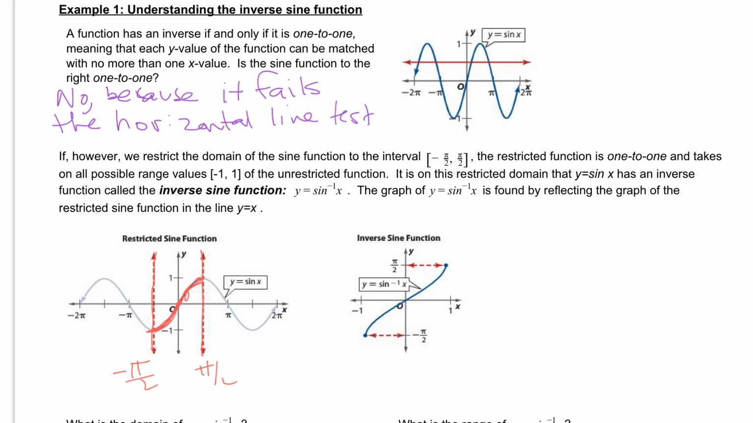But this function, just using the horizontal line test, which means we're going this direction, is 1 to 1, which means that horizontal line only touches this part of our graph at one point, just this red part that I highlighted here. The inverse sine function tells us that we are just reflecting it over the line y equals x, which basically tells us we are just switching the x and the y to find that inverse.